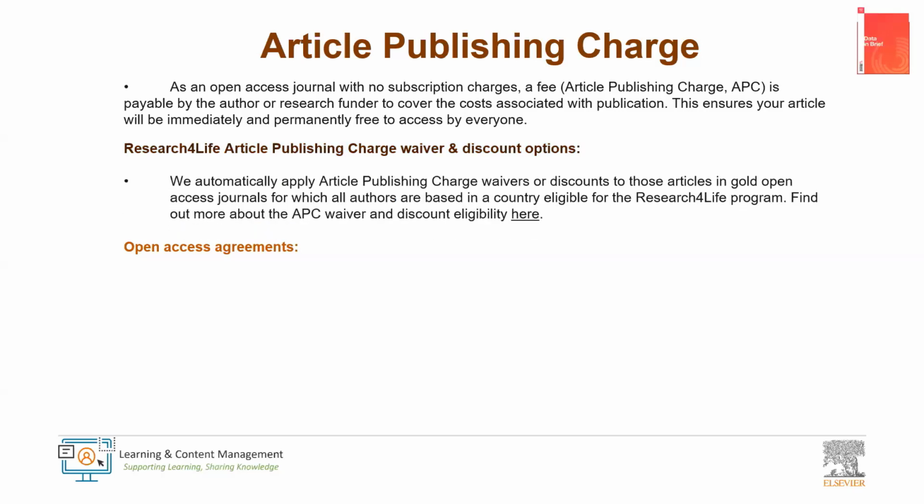Next is Research for Life article publishing charge waiver and discount options. We automatically apply article publishing charge waivers or discounts to those articles in gold open access journals for which all authors based in the country are eligible for Research for Life program. You can find out more on the APC waiver and discount eligibility in the link that will be posted in the chat section. Please make sure to have a check on that.